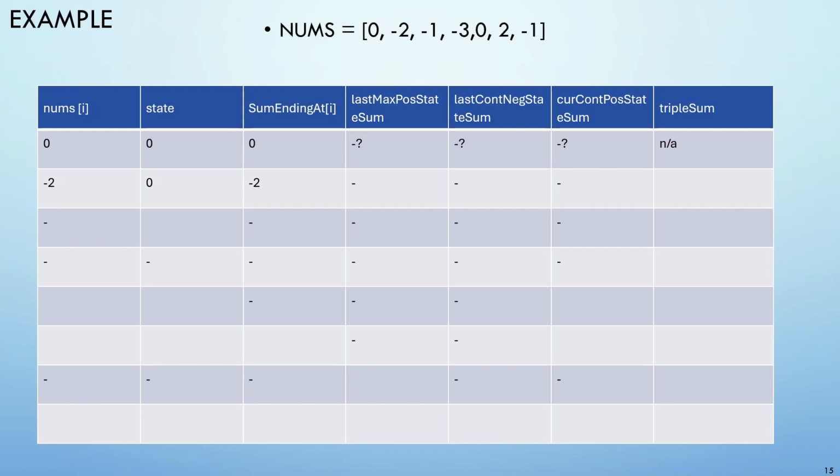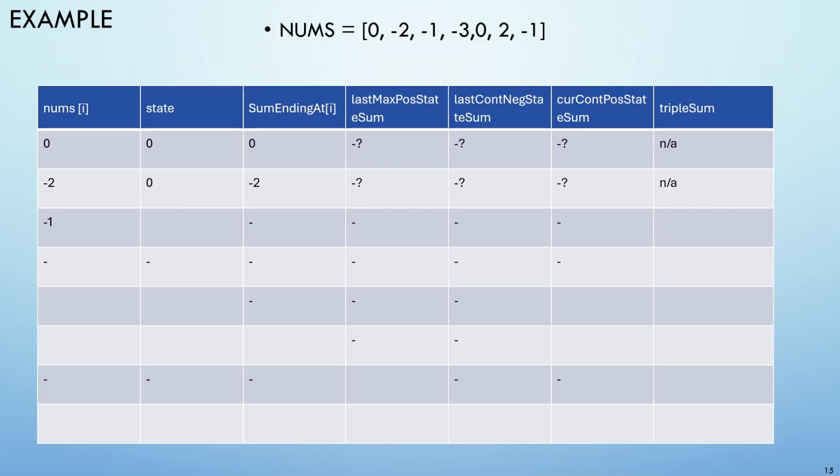Among the last maximum positive state sum, the last continuous negative state sum, and the current continuous positive state sum, if you are at neutral state, the last maximum positive state sum will stay as minus infinite. The last continuous negative state sum will stay at minus infinite, and so does the current continuous positive state sum, and the triple sum will be not applicable since not all three segments are present.